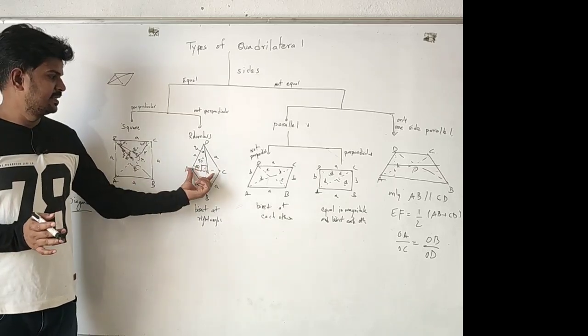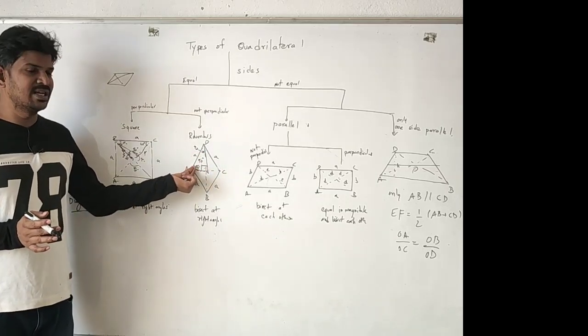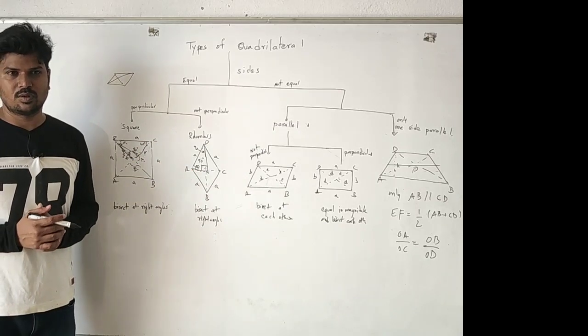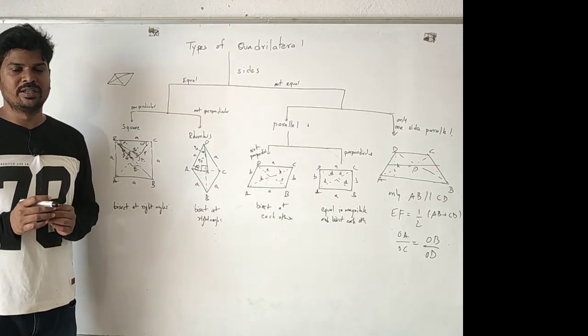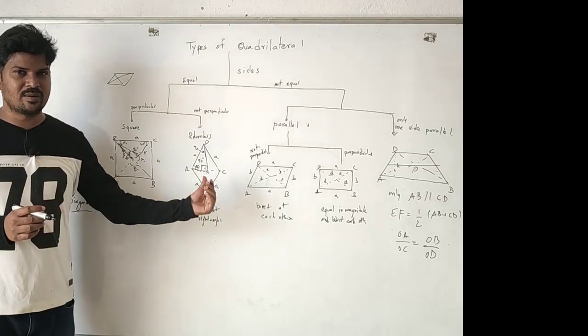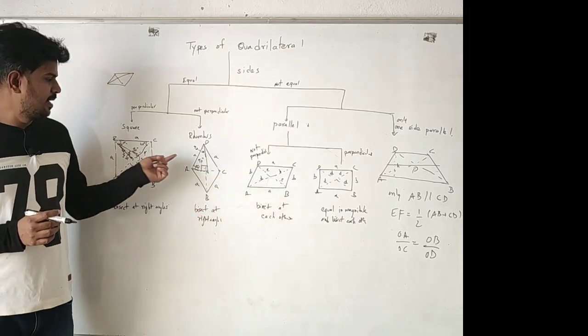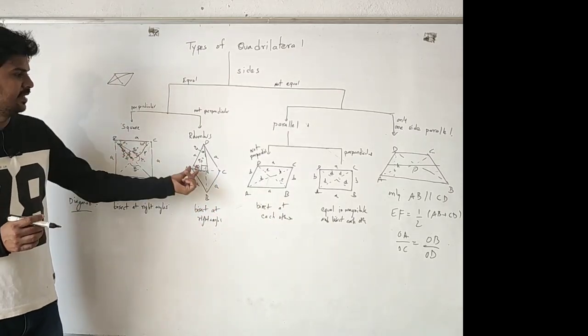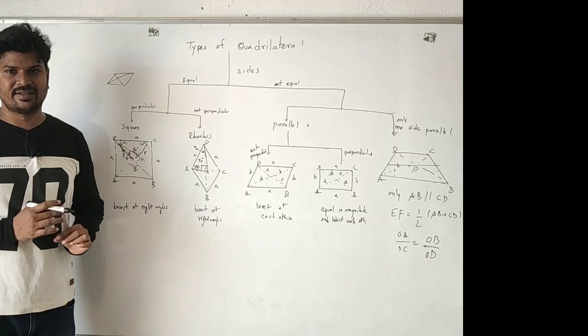Okay, and as these lengths are not the same, this angle is not 45 degrees. Got it? So the only thing you have to remember is the difference between a square and a rhombus: here it is making an isosceles right angle triangle, and here it is not making an isosceles right angle triangle.